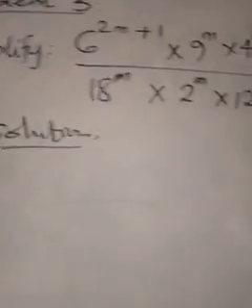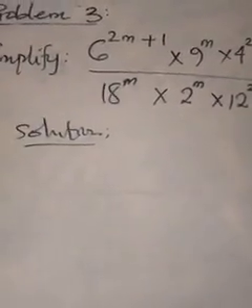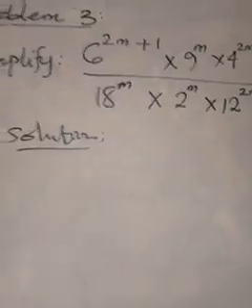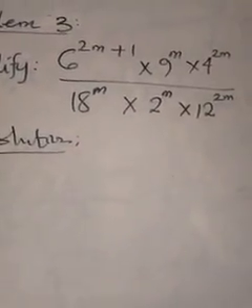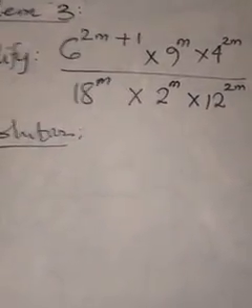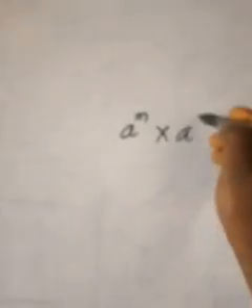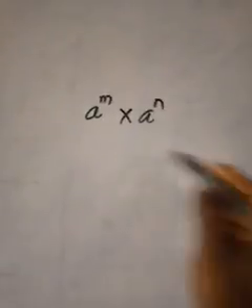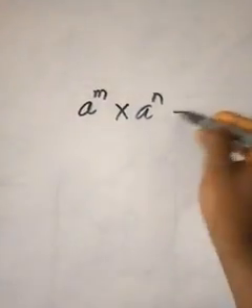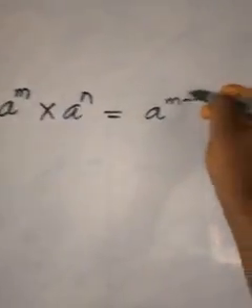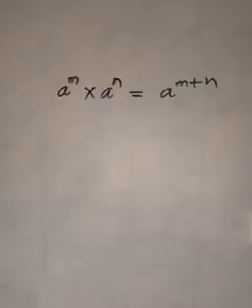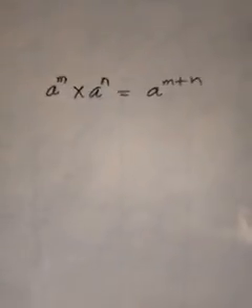Now, to start with this, we need to go back to our laws. When you have a product of indices, let me recall, when you have a raised to the power m multiplied by a raised to the power n, this is the product of numbers with the same base, which will give us a raised to the power m plus n. This law works vice versa. We are going to need it here.